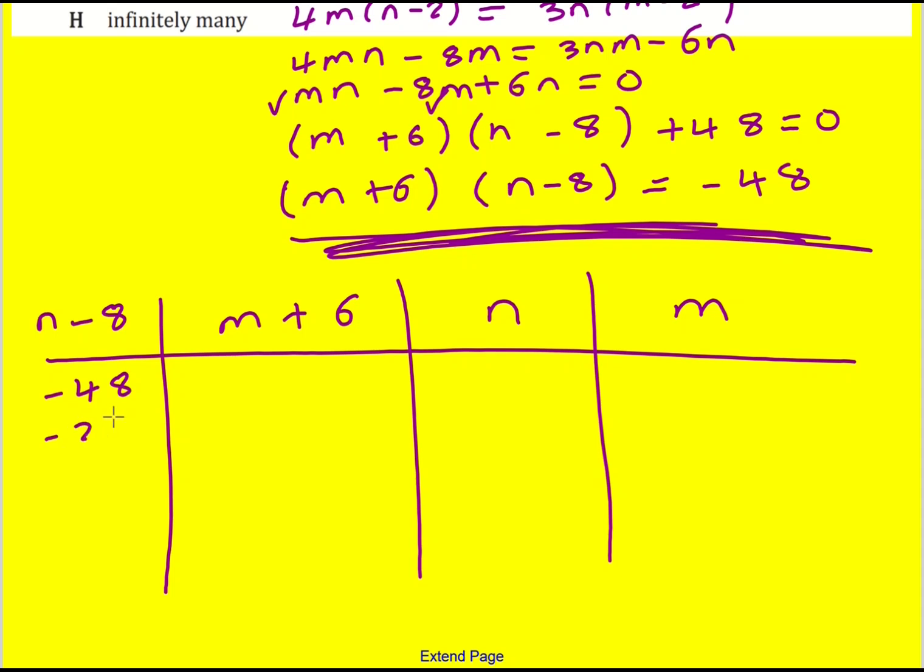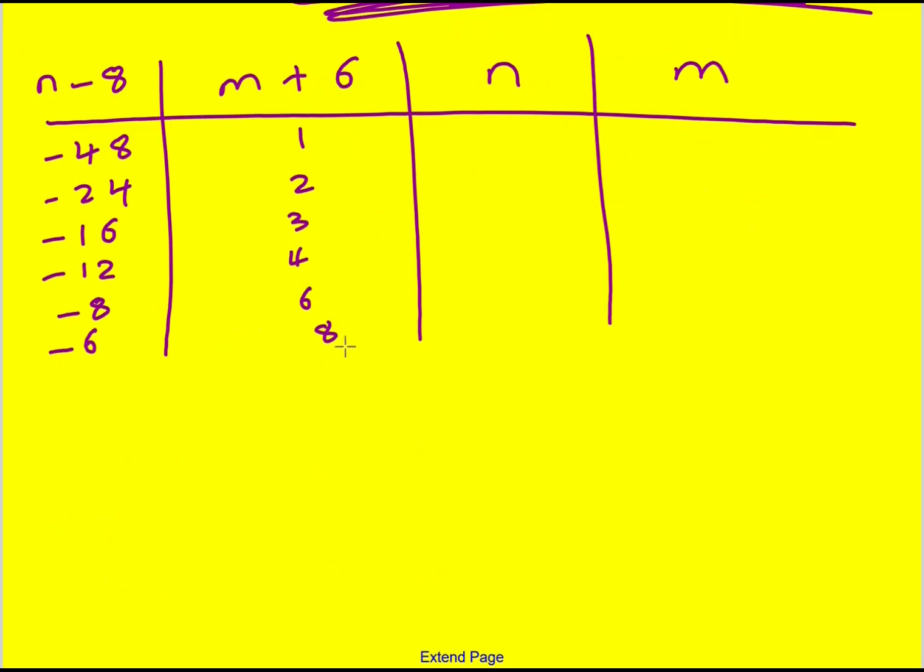Minus 48, minus 24, and then let's write down the pairs 1 and 2. Then we'd get 3 and minus 16. We'd get 4 and minus 12. Just make sure you don't miss any, basically. No, 5 doesn't go into it, but 6 and minus 8 does. Then 8 and minus 6. Okay, it's now just swapping round. So then we're going to get minus 4 and 12, minus 3 and 16, minus 2, minus 1, and 24 and 48.